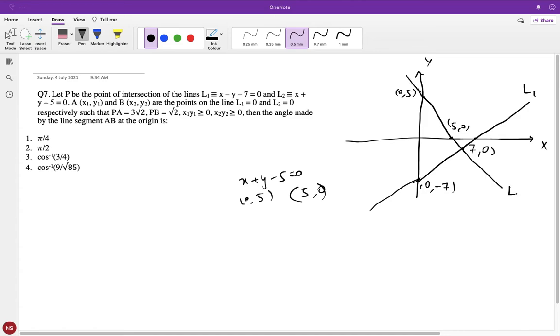They must intersect somewhere over here. This is the point P. What should be the point P? Let us solve these equations. x minus y minus 7 equals 0, x plus y minus 5 equals 0.